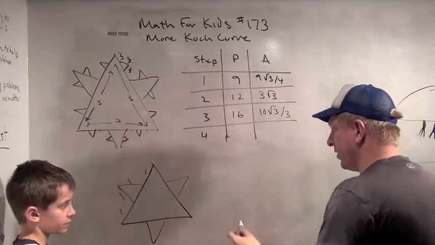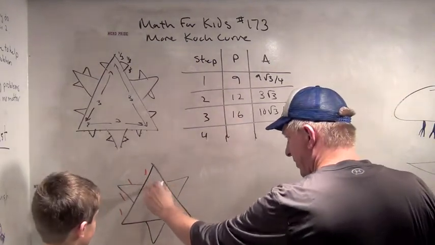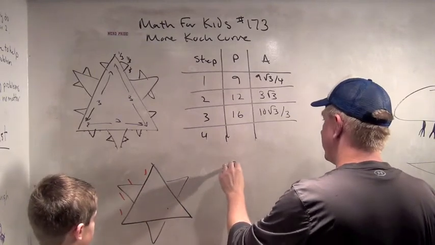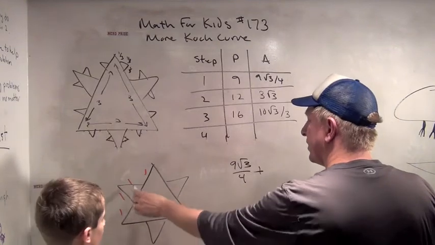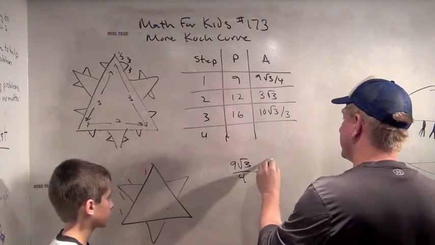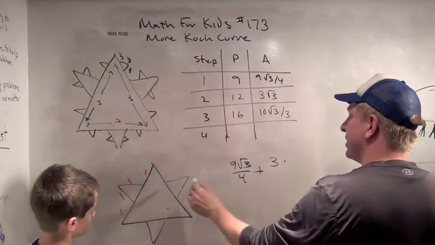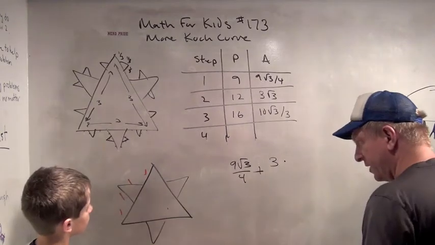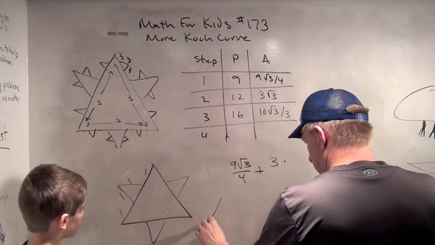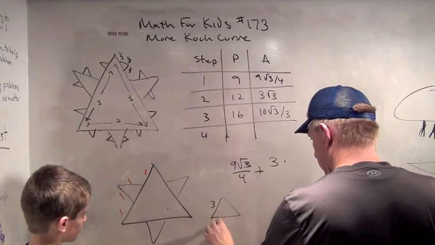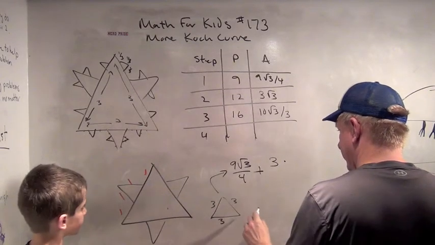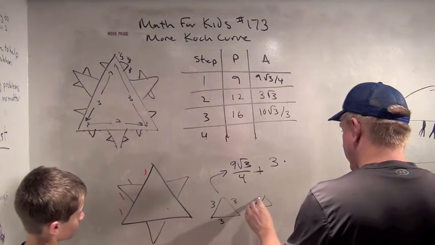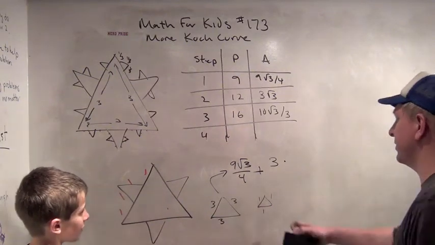Now we have to figure out what the area is. Well, we have the area of our big triangle, which I told you was 9 times the square root of 3 over 4, and I have to add in the area of these 3 triangles. So it's 3 times the area of one of these triangles. The triangle that was 3, 3, 3 had an area equal to that, and the area of the triangles that are 1, 1, 1, how are we going to figure that out?